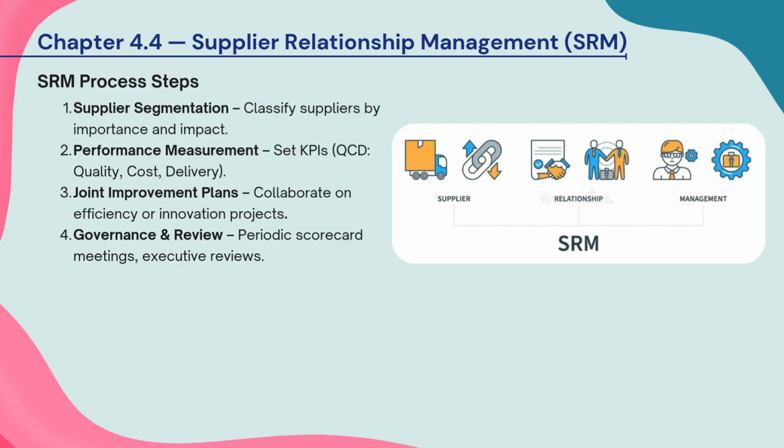Suppliers are first segmented by importance and impact, followed by setting performance KPIs for quality, cost, and delivery. Organizations then collaborate with suppliers on joint improvement plans and innovation projects. Finally, governance and review are maintained through periodic scorecard meetings and executive reviews to ensure continuous value creation.